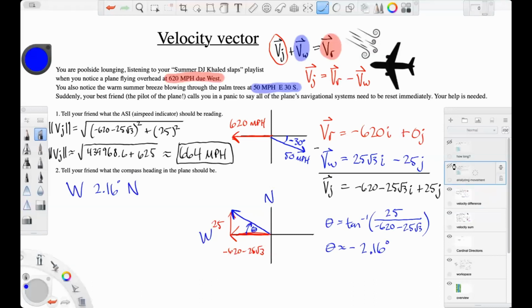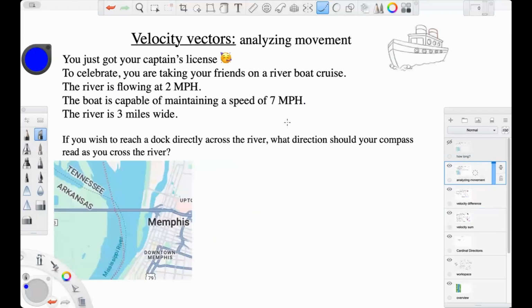All right, let's do another one here. Let's look at this riverboat situation. So you just got your captain's license. Congratulations. To celebrate, you are taking your friends on a riverboat cruise. Now, here's what we know about the river is flowing at 2 miles per hour. The boat is capable of maintaining a speed of 7 miles per hour, and the river is 3 miles wide. So in this scenario, you wish to reach a dock directly across the river. You need to know what direction should your compass read as you cross the river.